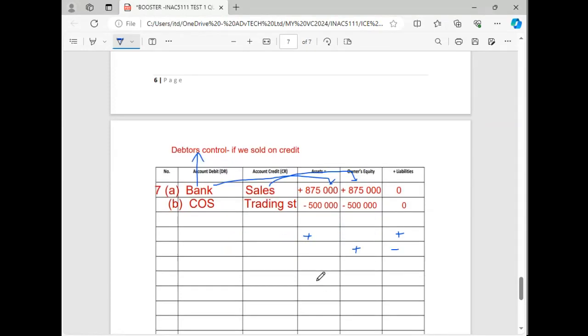Or if you only affect one column, let's say only assets, you're going to have plus and minus. So I want you to use this technique. Make sure that you double check yourself. That's why I always said I prefer you to always start recording under assets, because assets will always give you the answer of the other columns.